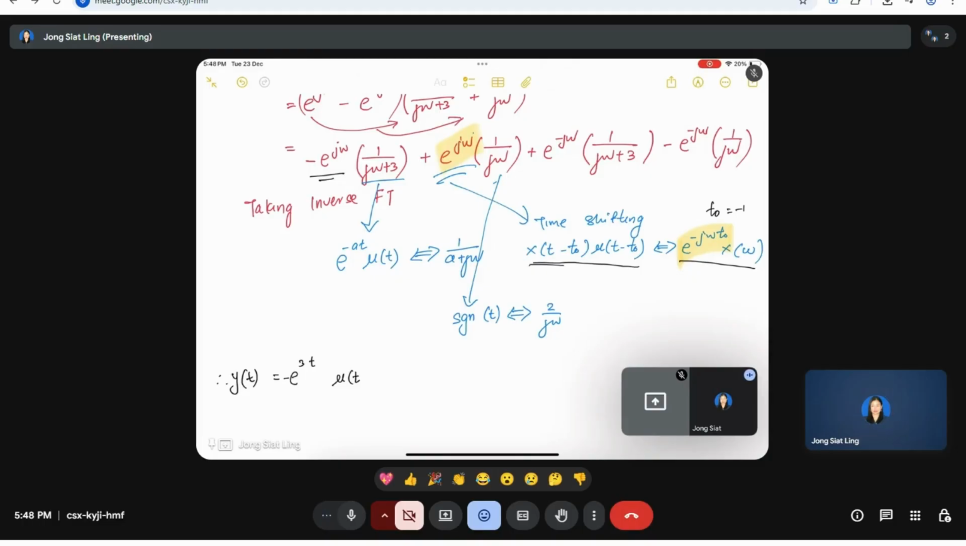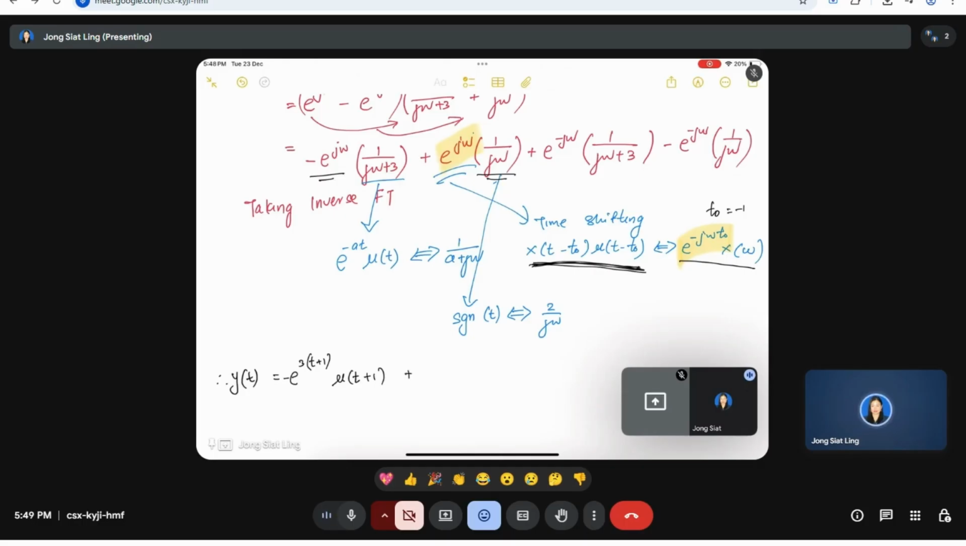So if you inverse, you will get x(t minus t naught), so it is x(t plus 1). Okay, so here I put t plus 1, so t plus 1 here also. Okay, then for the second one, exponent j omega, also the same. Okay, but you look at this one, 1 over j omega. If you change to sgn(t), you need 2 over j omega. So if you want to use sgn(t), you need to fulfill the format of 2 over j omega.